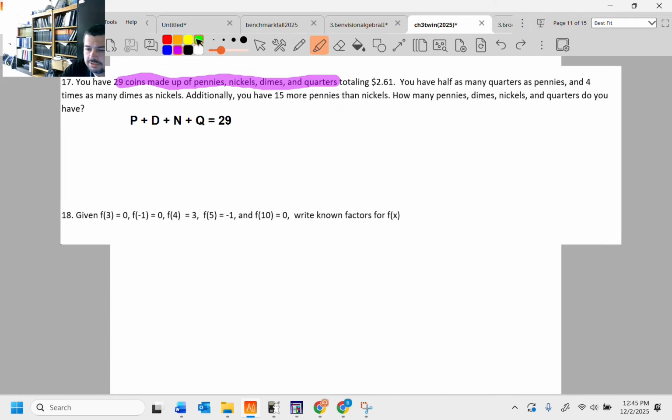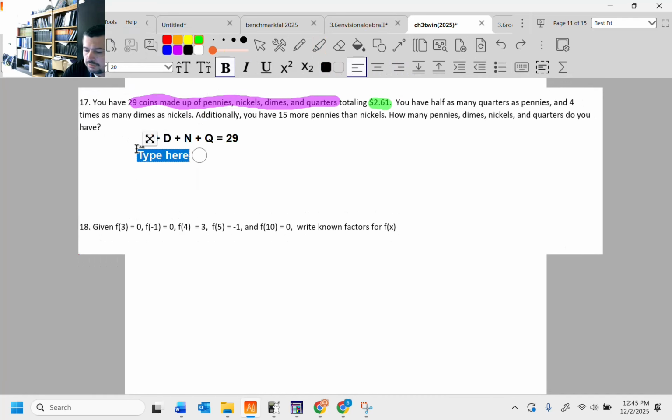totaling $2.61. So now I'm going to start talking about the monetary value of these things, okay? A penny is worth 1 cent. A dime, sorry, I got out of order there. It should be nickels, then dimes, shouldn't it? A nickel is worth 5 cents, so 0.05. A dime is worth 10 cents, and a quarter is worth 25 cents. Together, that's $2.61, or 261 pennies. That's kind of how I'm thinking about this.